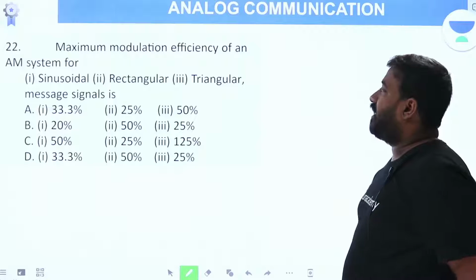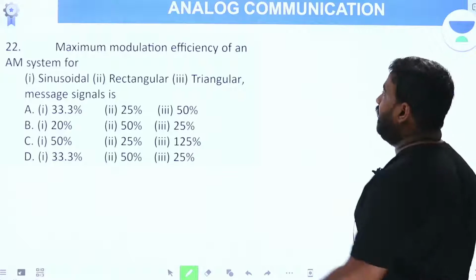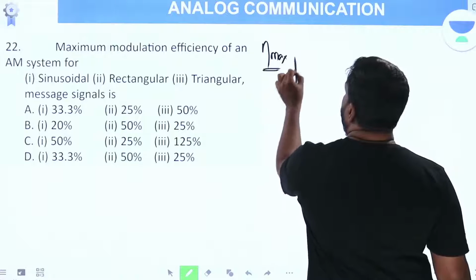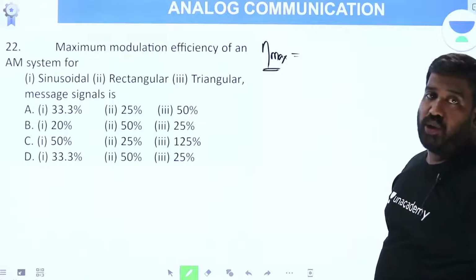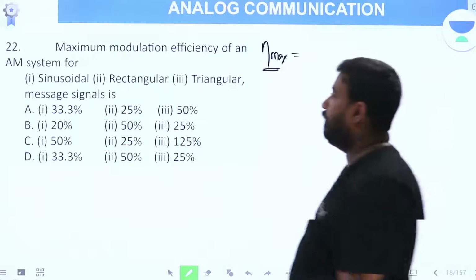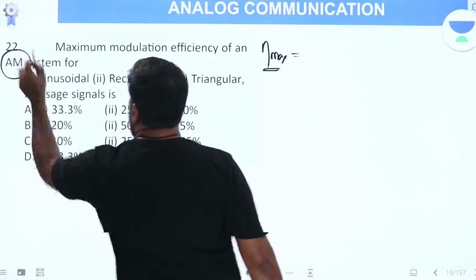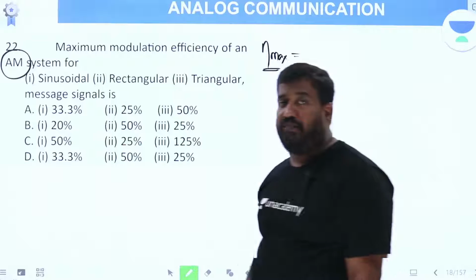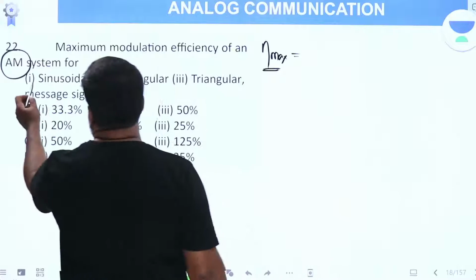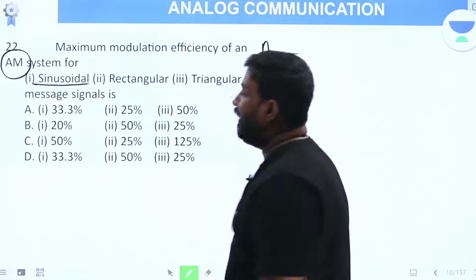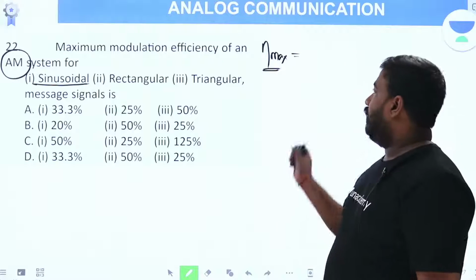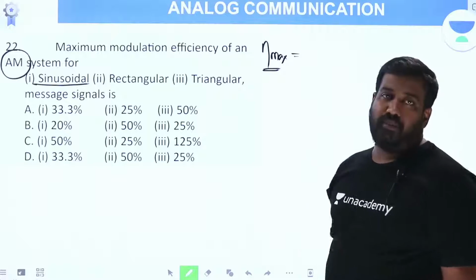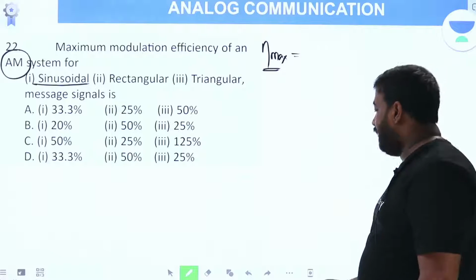Maximum modulation efficiency of an AM system. What is it asking? Maximum modulation efficiency of an AM system for sinusoidal, rectangular and triangular inputs. Now, this is a very new concept: how to find modulation efficiency for 3 different inputs. By default, what is the default input? The default input is sinusoidal. I want to find the modulation efficiency for sinusoidal input, rectangular input and triangular input. Okay. For this, how do you need to find this?